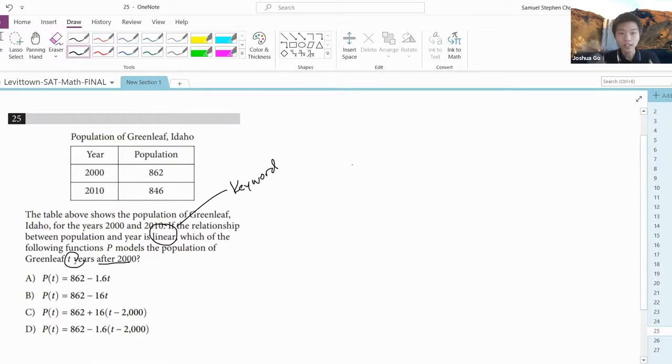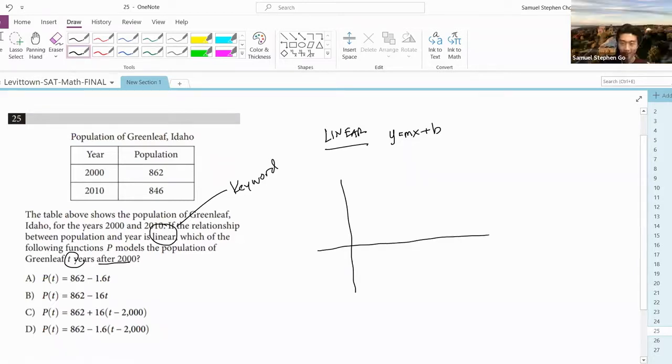Because it said that the relationship is linear, in your head you can go back to the slope-intercept form, y equals mx plus b. To really visualize what's given here in our table, we can draw a really quick graph. We can see that in the year 2000, just draw an arbitrary point on the x-axis, we have 862, and in 2010 we have 846, which decreases. We see a decreasing trend.